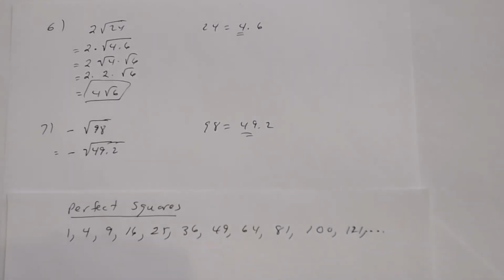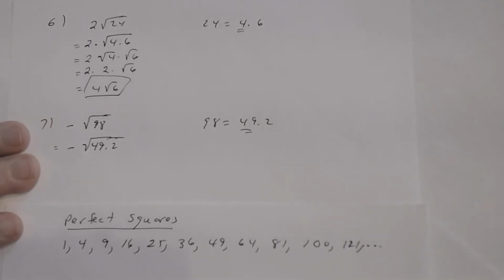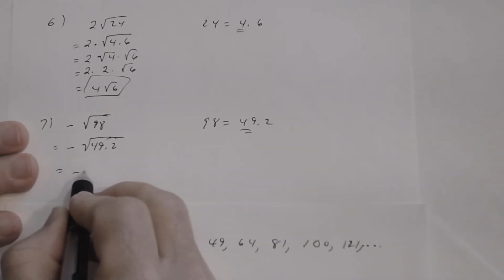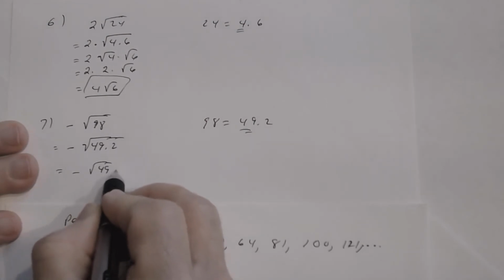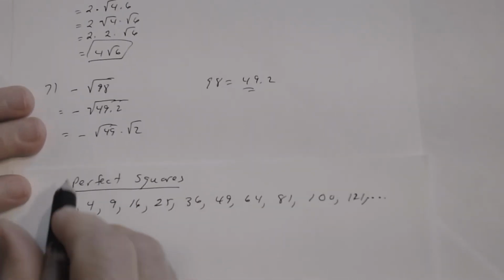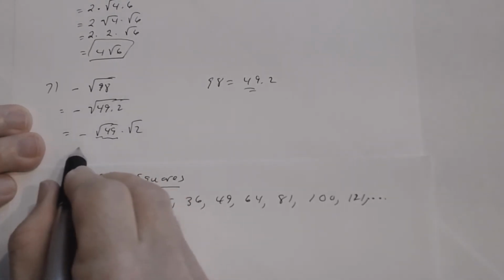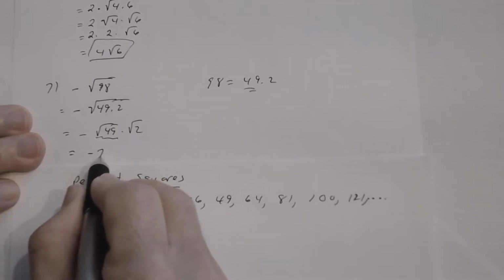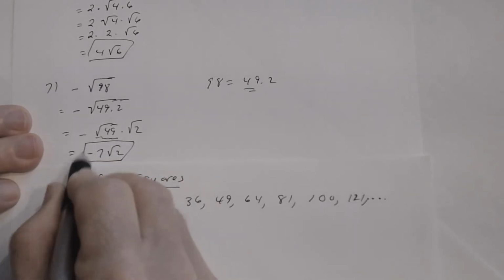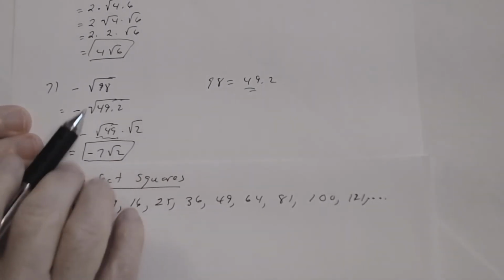And now I'm going to use the product rule. So with the product rule, I'm going to have negative square root of 49 times the square root of 2. Since 49 is a perfect square, I know that the square root of 49 is 7. So the answer is negative 7 square root of 2. There's your answer. Okay? So don't forget the negative though.